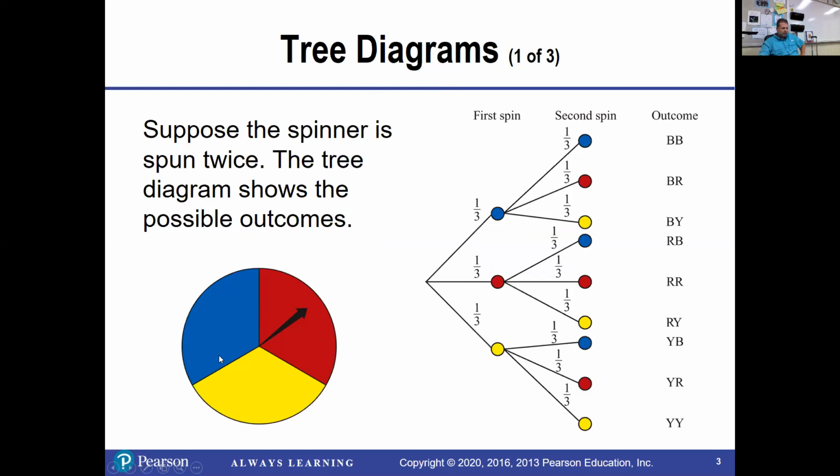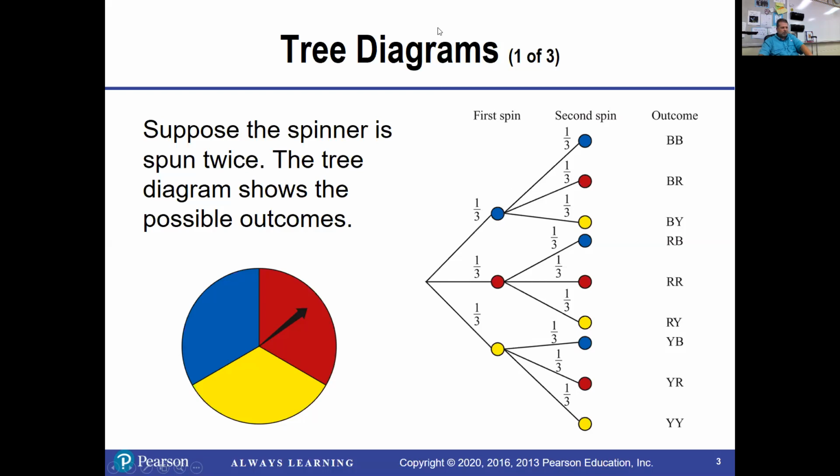Here we have a spinner with 3 different colors. Suppose the spinner is spun twice. That makes it a multiple event. We got 2 events, 2 spins. The tree diagram shows how the possible outcomes are. So if you go through here, I begin with the first spin.